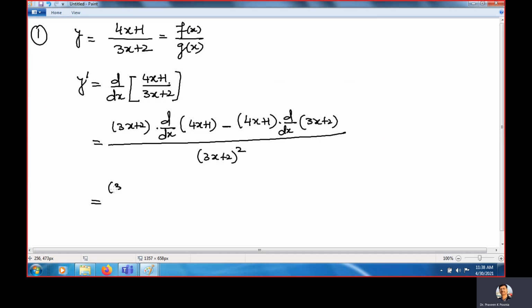Now simplify it. 3x plus 2 into the derivative of 4x plus 1. So what is the derivative of 4x plus 1? 4 into derivative of x, it is 1, plus derivative of 1 constant 0. Here 4 is in multiplication, so it is out. Derivative of x is 1 plus derivative of a constant 1, it is 0, minus 4x plus 1 and derivative of 3x plus 2. 3 derivative of x is 1 and plus derivative of 2 constant is 0.